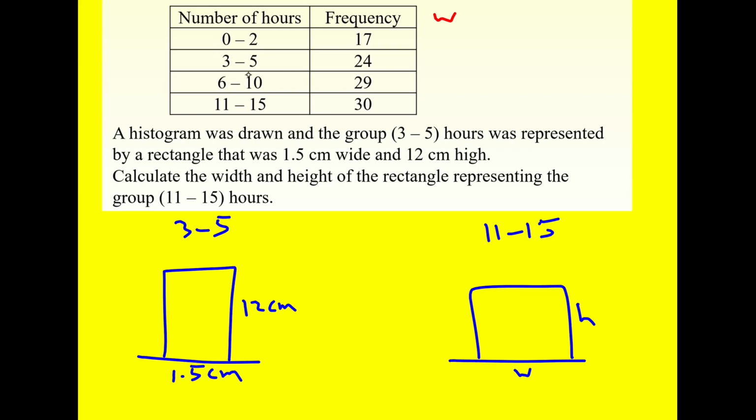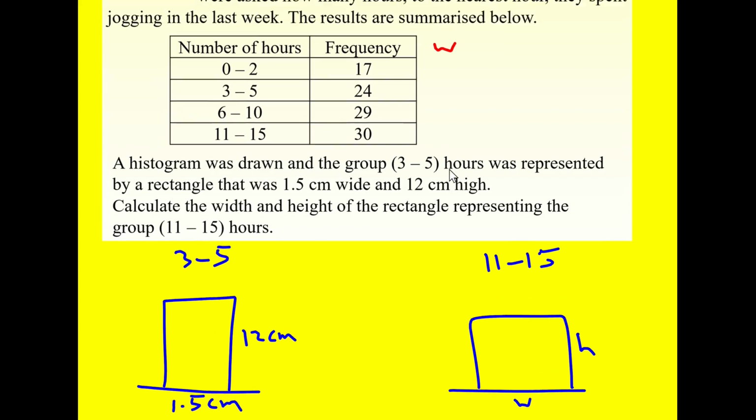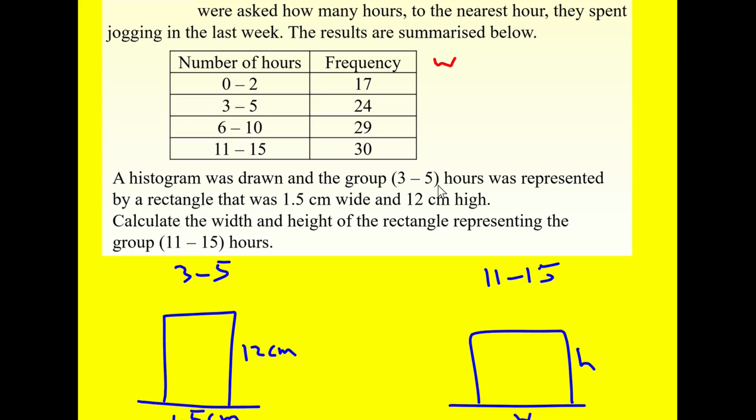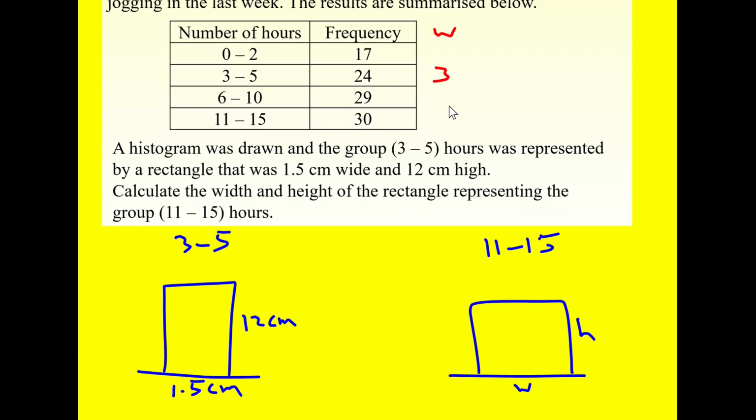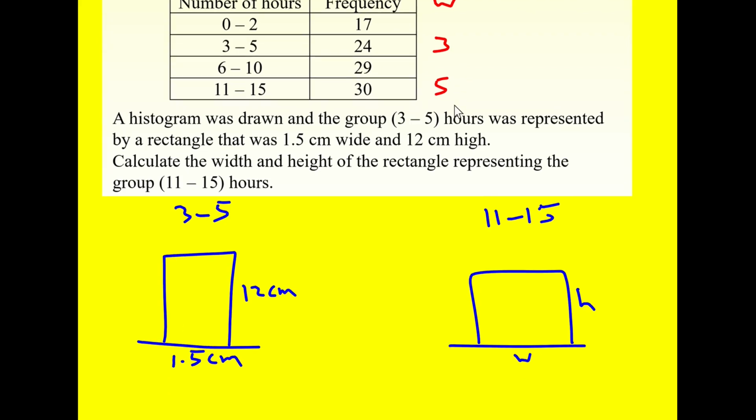The width is not equal to 2, and I'm sure you're thinking, yeah, I knew that, because look, it's been rounded to the nearest hour. So this is actually 2.5 to 5.5, and the width is 3 hours. The other one is 11 to 15, so it's 10.5 as the lower bound, 15.5. This width is equal to 5. And actually, it might be best to just jump straight into that. So this is going to be 3, and this is going to be 5.